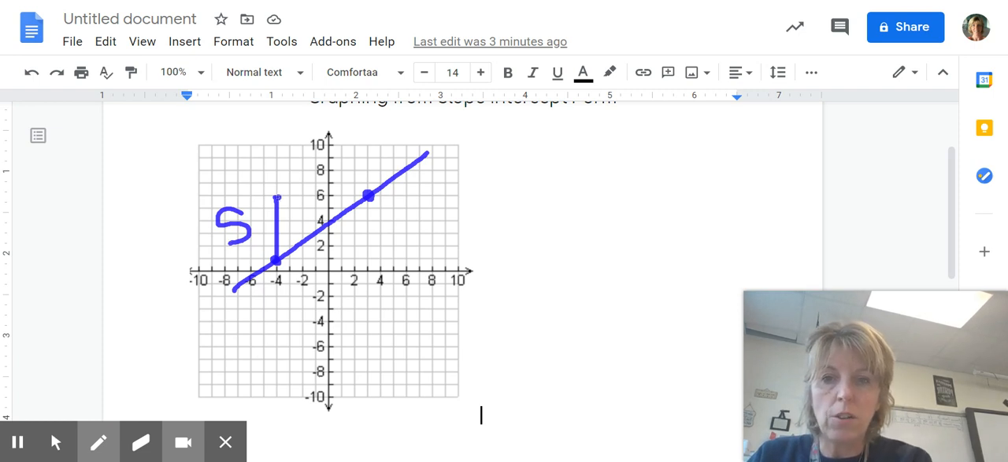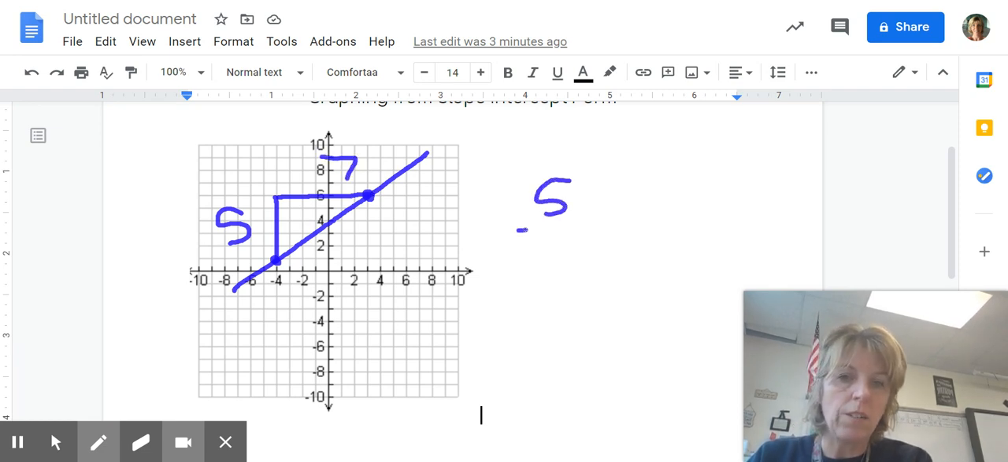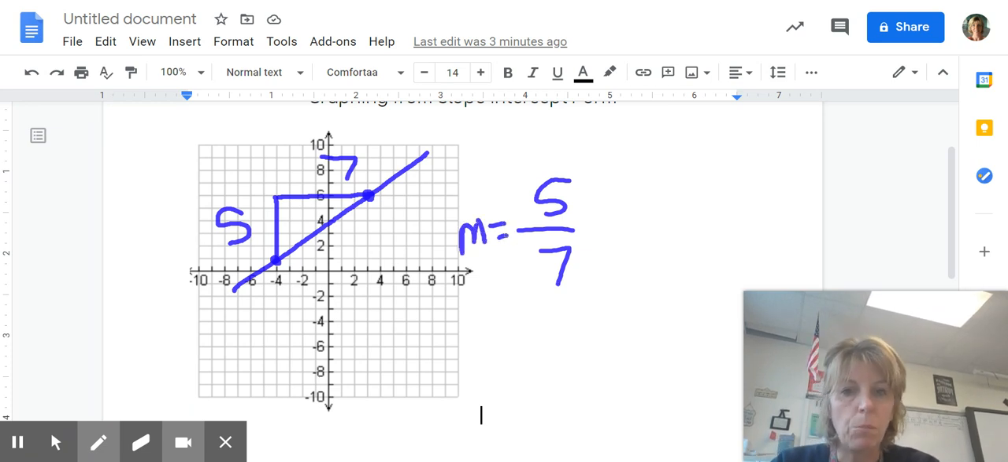Then I do my horizontal change. I run along that side. So my run, or my horizontal change, would be 1, 2, 3, 4, 5, 6, 7. And then I write that as rise over run. So my slope, using the lowercase m, would be 5/7.